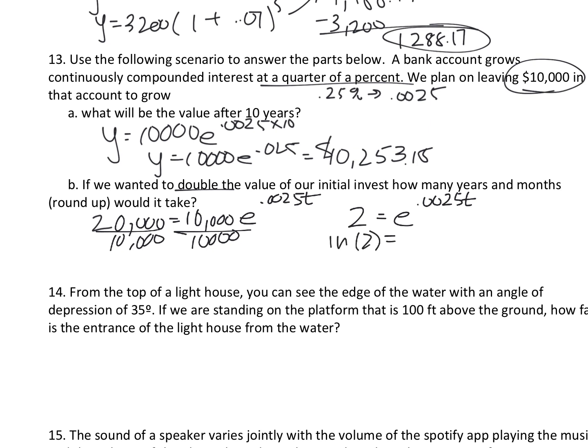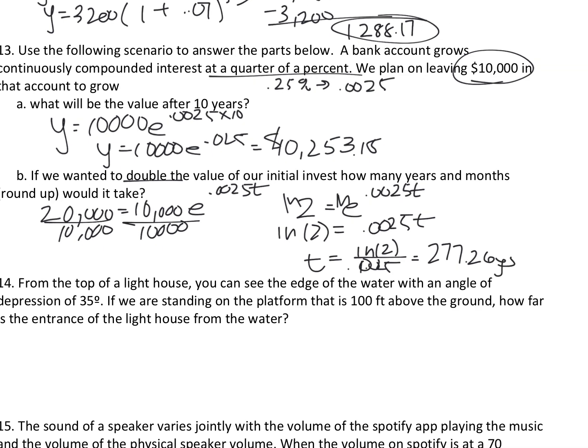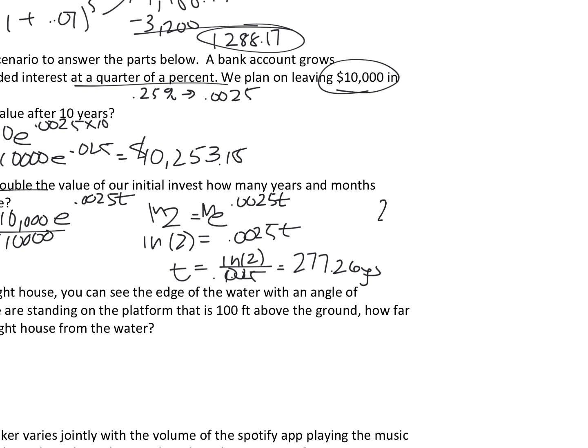So since this is e, we can ln both sides, which gets me 0.0025t. When I divide by 0.0025, that gets me 277.26 years. To put this into year and month, that would obviously be 277 years. And 0.25 years is roughly 4 months, we can say.